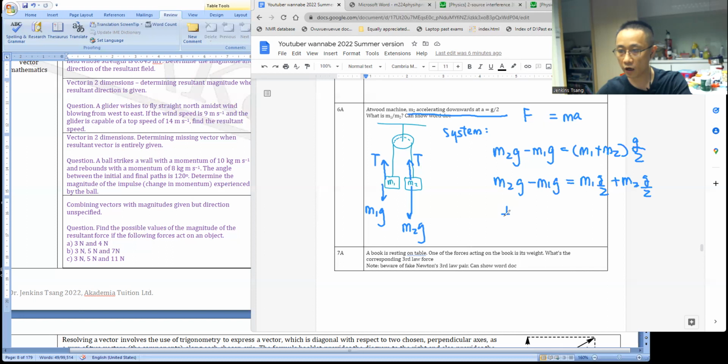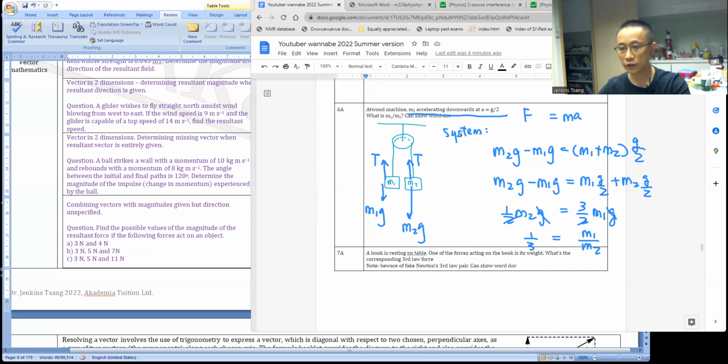I think you end up with half m2g equals 3 over 2 m1g. Canceling the g, canceling the half, and then dividing the 3 to the left-hand side, and then dividing the m2 to the right-hand side as well, allows you to use that m1 over m2 should equal 1/3, which is choice A.